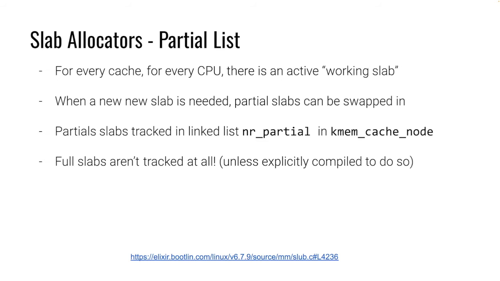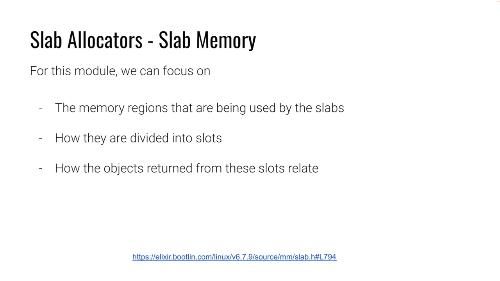So there are no tracking of full slabs unless it's explicitly compiled to do so. Now, that was a lot of components to show in a single slide, but fortunately for the challenges and concepts that we're exploring in this module, we really only need to focus on the memory that is backing the slab, as well as the slots that exist within that region of memory. What we're primarily going to be looking at is how the objects are allocated on the slab in those slots and how those slots relate to each other.